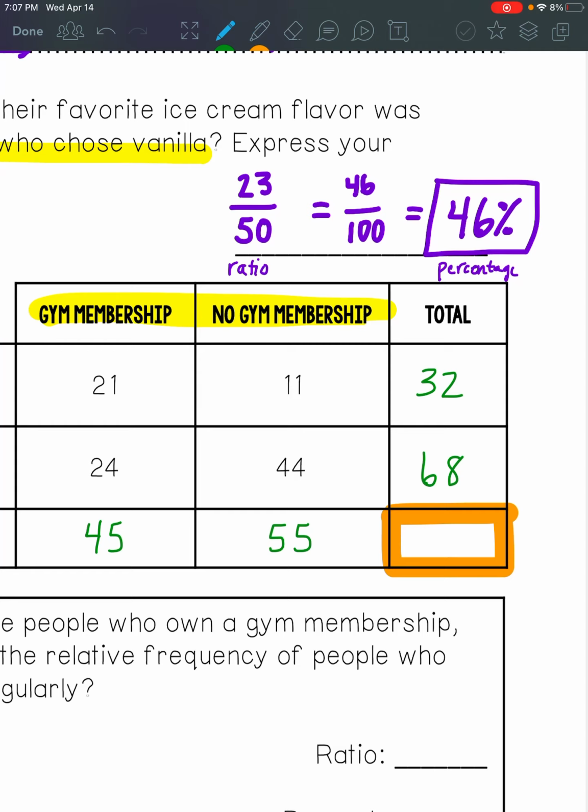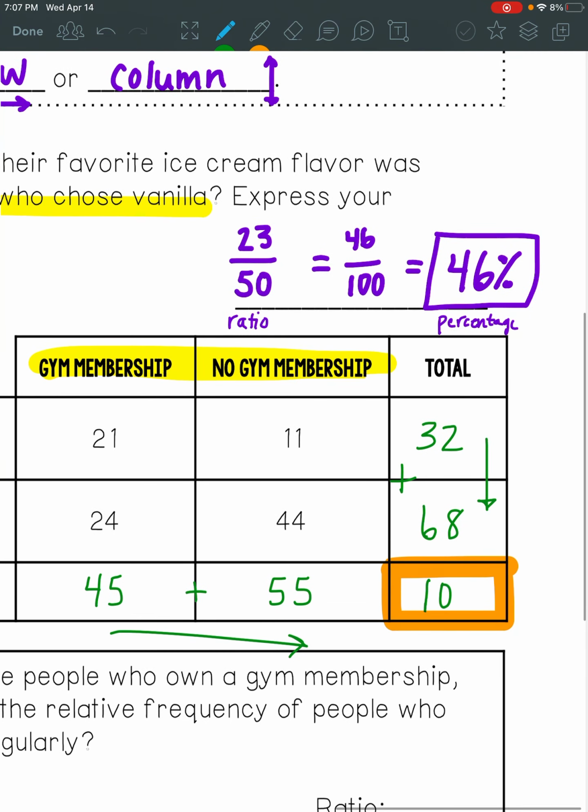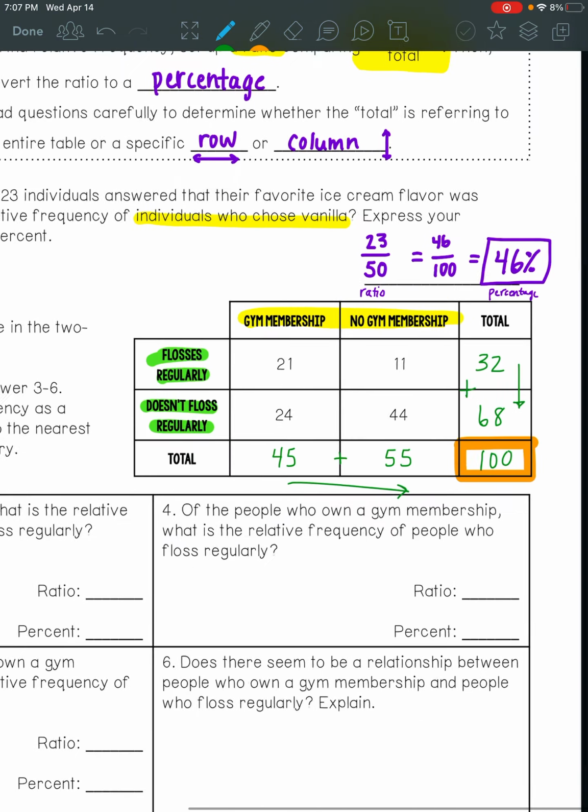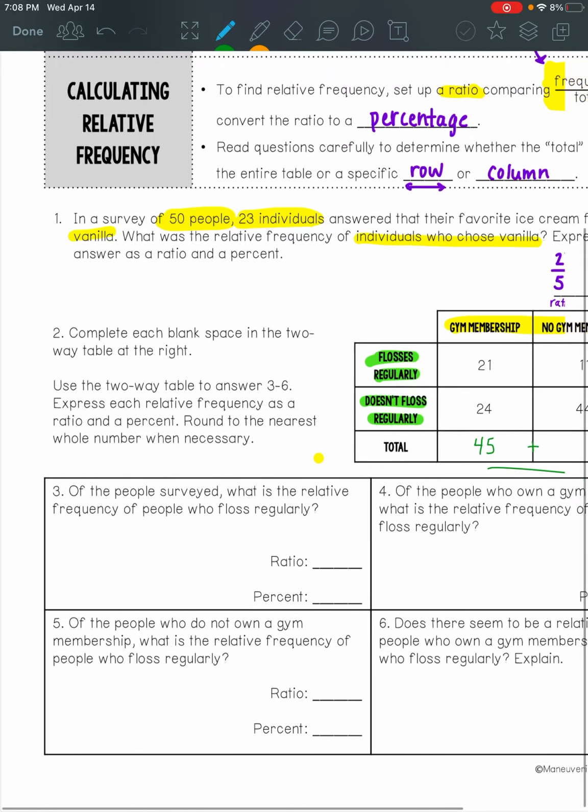So we have to add the column here, 32 plus 68. We also have to add this row, 45 plus 55, and in the end, both of those have to equal the same thing. If they don't, then you know you've done something wrong. So 32 plus 68 is 100, and 45 plus 55 is also 100. So that works out. Now let's answer the following questions based off of that two-way table.